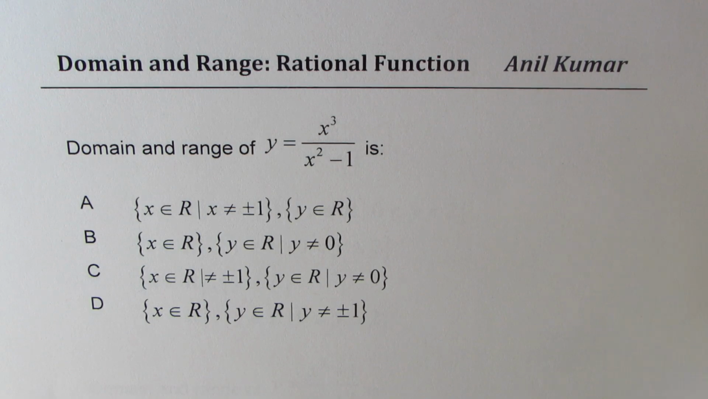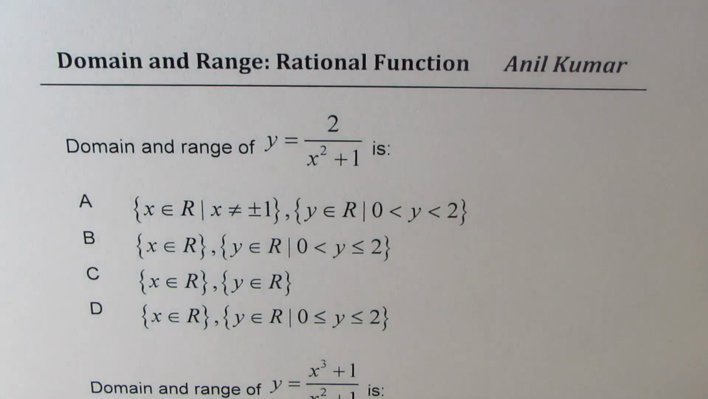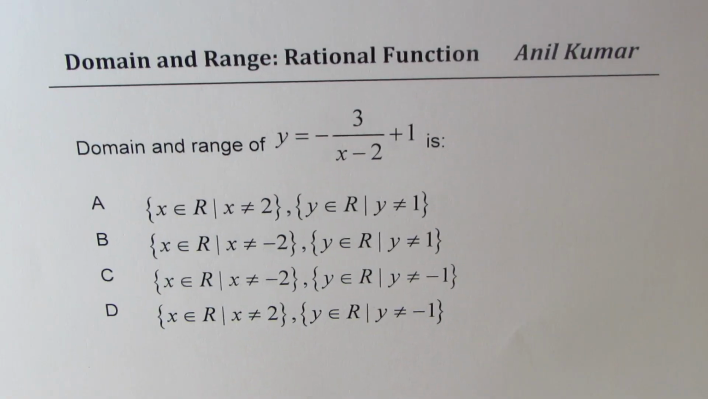The last question in this series is domain and range of y equals to 2 over x squared plus 1. Again, four choices are given to you. Now, answer these and then look into the suggestions. Now, let's solve them one by one.